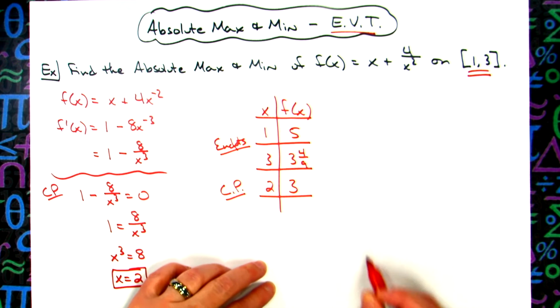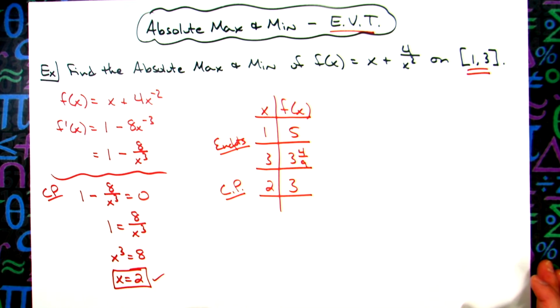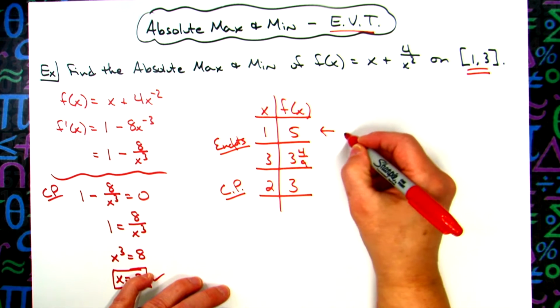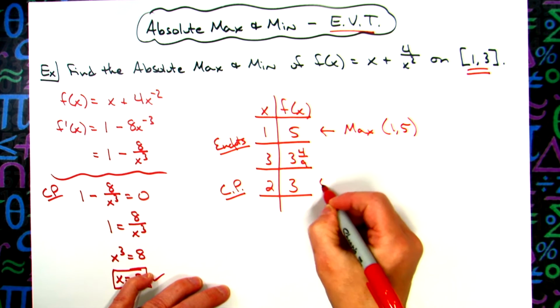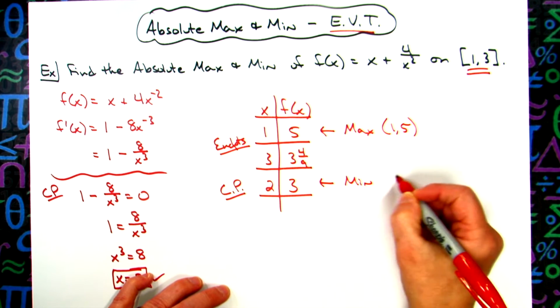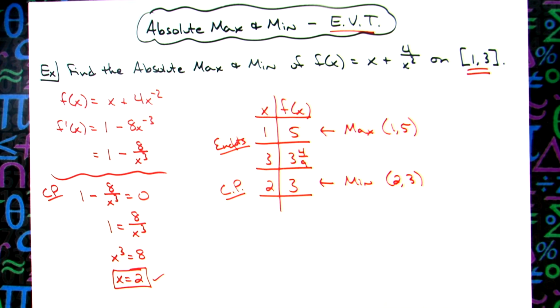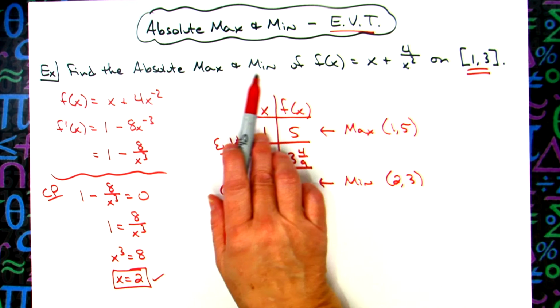Take a look at these y values here. Find the max one, find the min one, and you will have your absolute max and min. So this is the biggest one. I've got a max here at (1, 5) and a min here at (2, 3). So it's a pretty straightforward problem when you think of it in terms of an extreme value theorem problem, anytime you're asked for absolute max and mins on a closed interval.